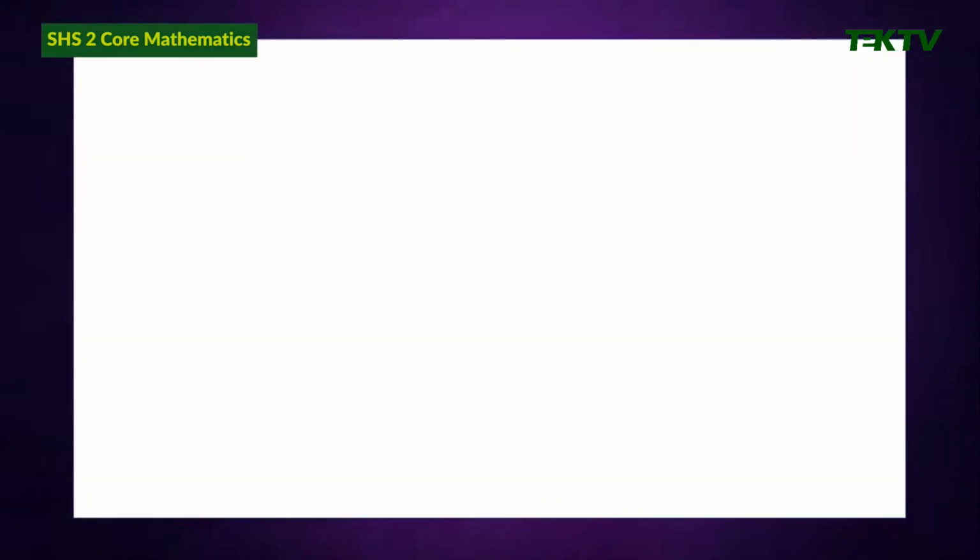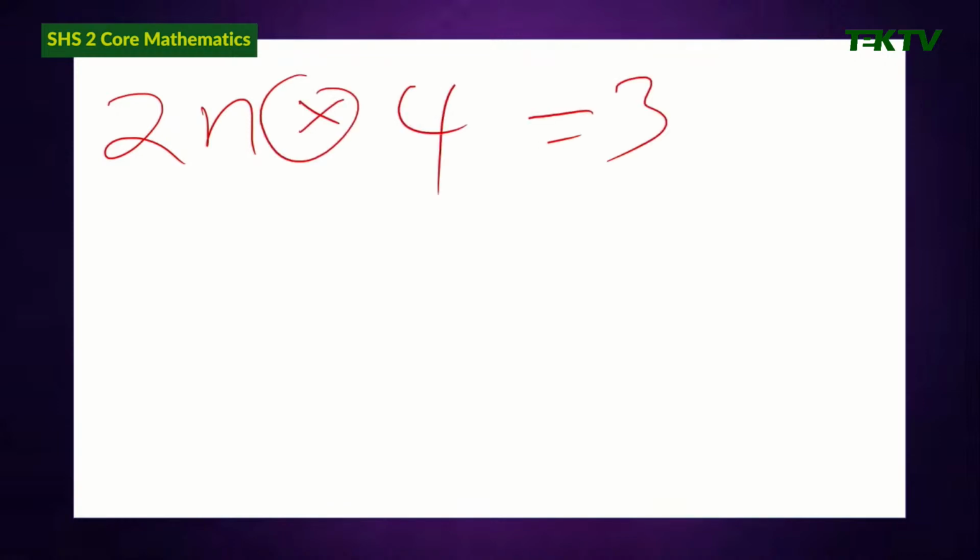The first one is 2 times n, times 4, equals 3. I believe you have written that one. 2 times a certain number, all times 4, equals 3.